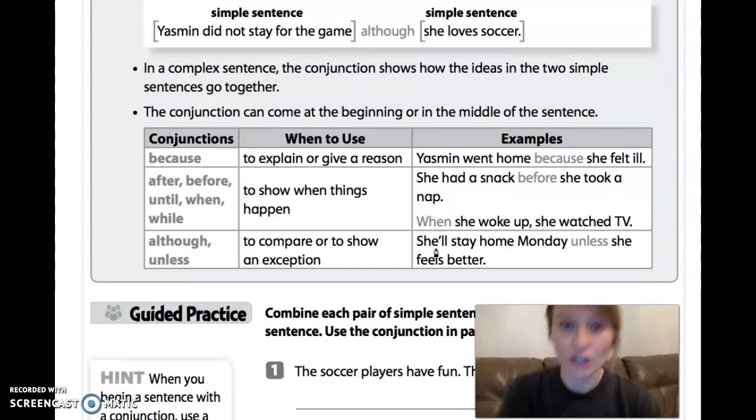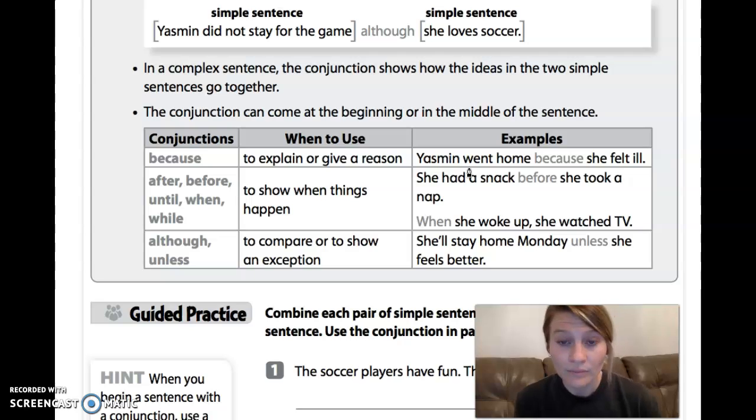Now, we did conjunctions when I showed you some examples of different conjunctions you can use to help you put sentences together within words, like and, but, or. These conjunctions, I'm going to give you some more ideas. For example, you could use the word because, and it can explain or give a reason.